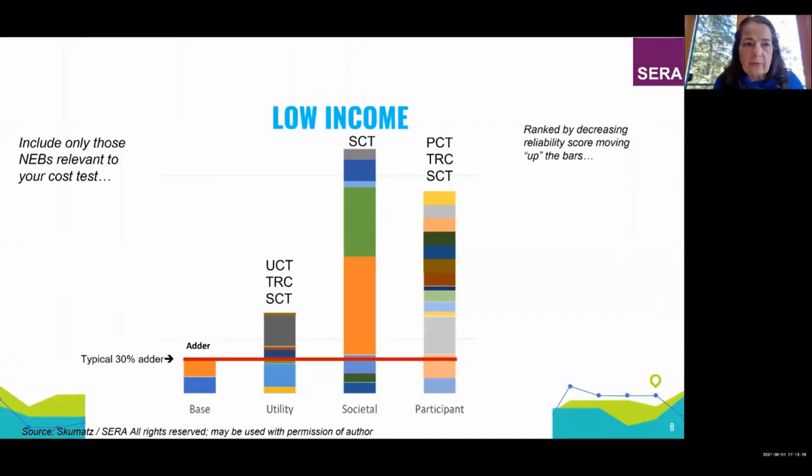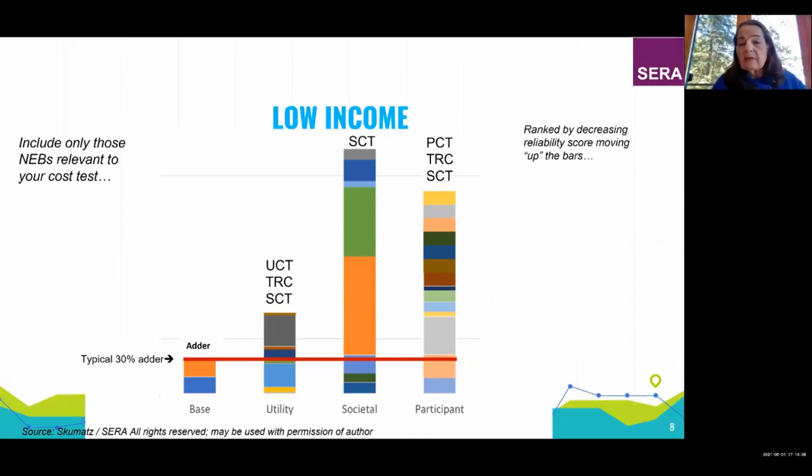A typical non-energy benefit adder in different states is about 30% added on to the energy savings. That's what that first bar represents. Now, we carry that over to the estimates that we pulled from the database for low-income programs, the estimates appropriate for the utility perspective, the societal perspective, and the participants' perspective. All the NEBs that are part of those different perspectives are ranked, with the most reliable NEBs at the bottom going up to the least reliable at the top. As a reminder, I've also put what cost tests are relevant for those particular perspectives: utility cost test, total resource test, et cetera.